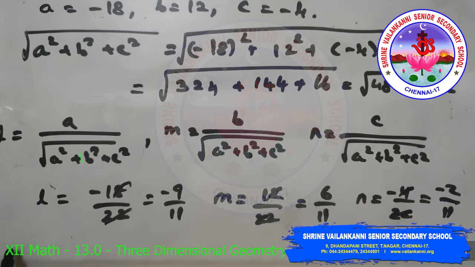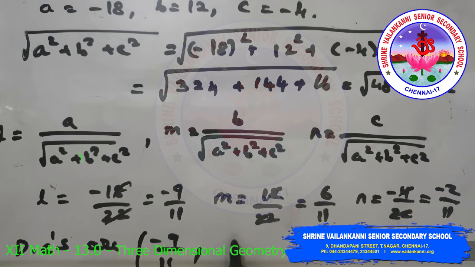Then DCs are minus 9 by 11, 6 by 11 and minus 2 by 11.